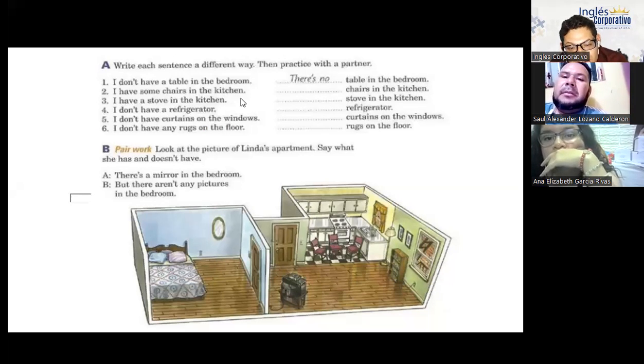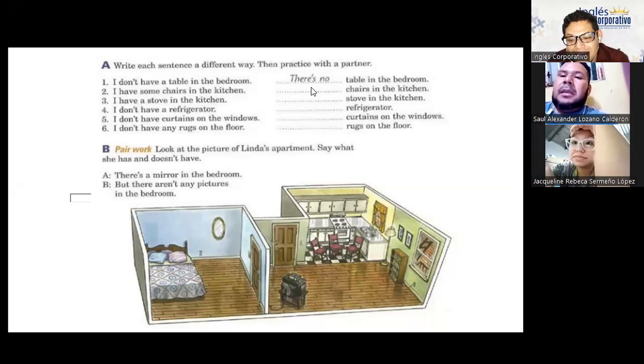I have some chairs in the kitchen. ¿Cuál sería acá? Chairs in the kitchen. There are chairs in the kitchen. Muy bien. Número dos. There are chairs in the kitchen. Porque yo digo que tengo algunas sillas en la cocina, entonces hay sillas en la cocina. There are chairs in the kitchen.